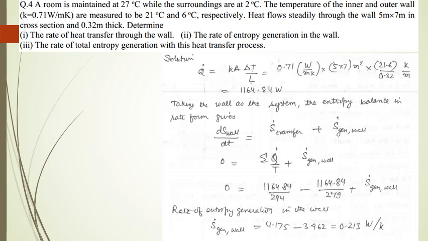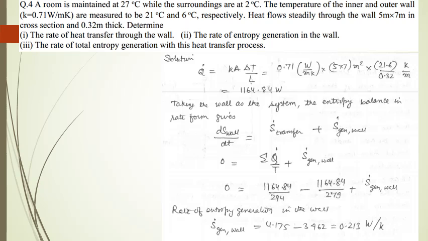Now taking the wall as a system, the entropy balance in the rate form gives us that the entropy change rate of the wall is equal to the entropy change rate associated with the transfer of heat plus the entropy generation associated with the wall. Now as the heat is flowing steadily, the left hand term becomes equal to 0. Now the entropy change rate associated with the heat transfer will be equal to 1164.84 upon 294 minus 1164.84 upon 279, as 294 and 279 Kelvin are respectively the temperatures of the outer and inner wall.